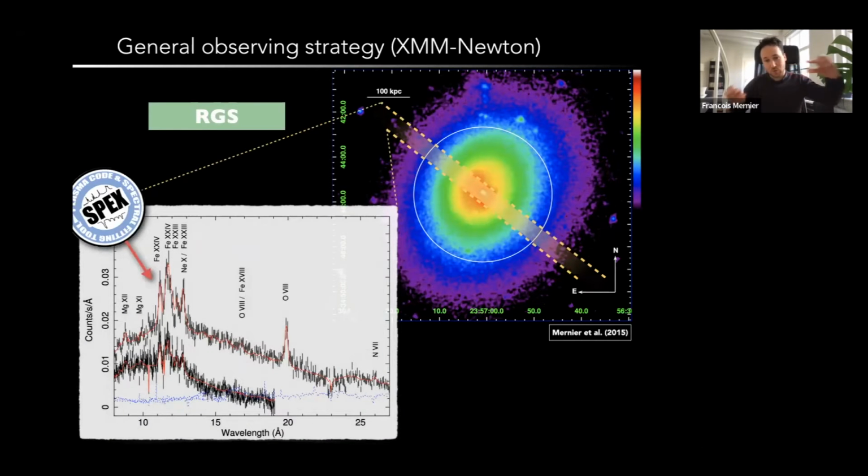So RGS, you don't have the control on which region you can probe, because it's always like a grating spectrometer with a precise region here. And yeah, you can basically do the same. And that's how you can basically constrain your abundances as free parameters if you have enough counts.